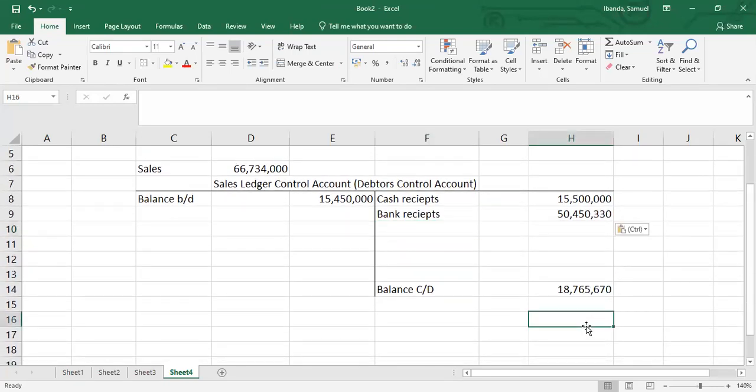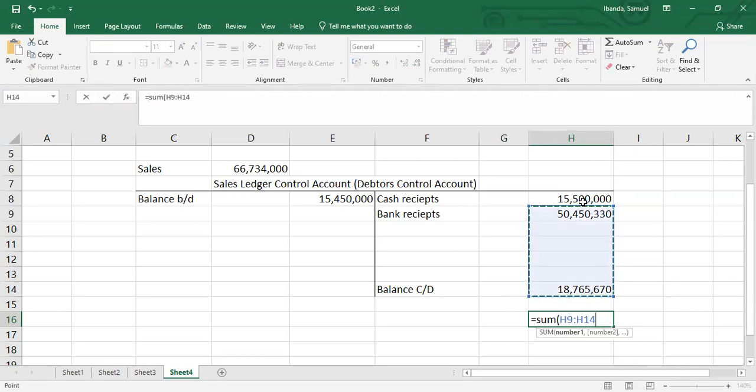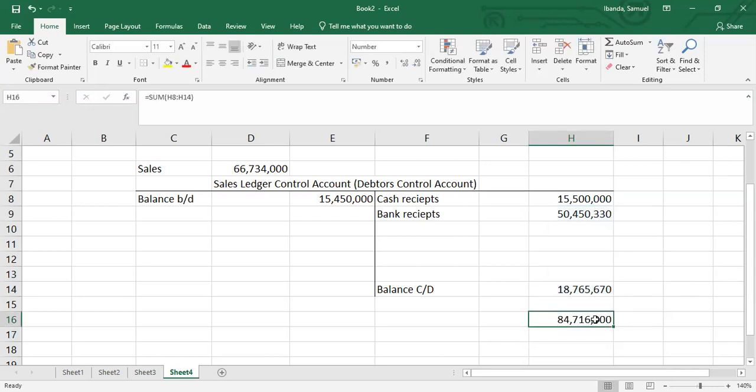But as you can see, let me just try to put an equal sign here. So when I try to add this side, okay, I get 84 million. And then when I try to add the other side, you see it only has 15 million, okay? It only has 15 million.